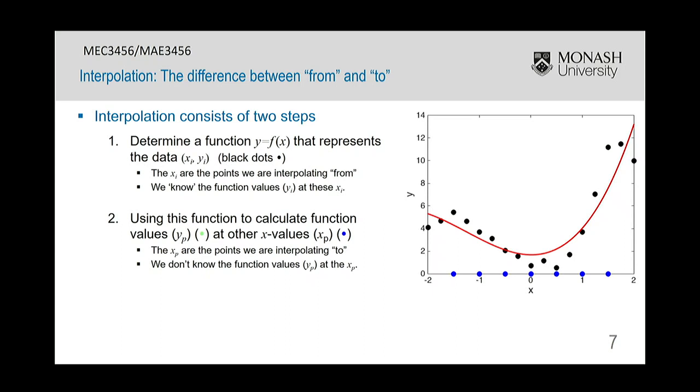And so the xp are those blue points there, and the yp are the interpolated values, those green dots, interpolated using our function. We don't know the function values at xp. That's what we're trying to find.